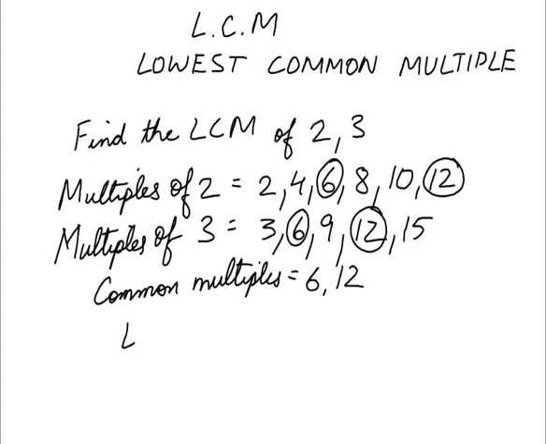Now the last part is to find the LCM. We found the multiples, we found the common multiples, and now you just have to find out which one is the lowest, or the smallest. So among these multiples, which is the smallest? Obviously 6 is the smallest. So your LCM of 2 and 3 is 6.